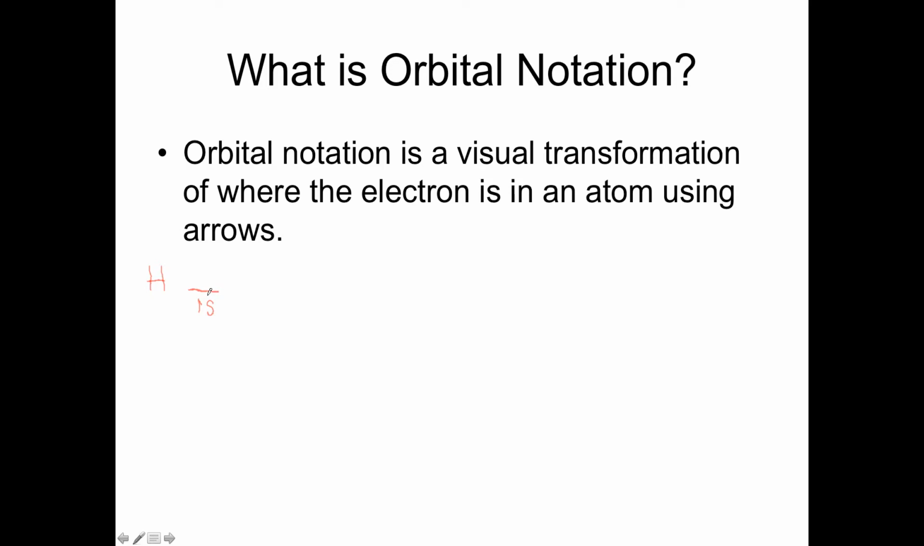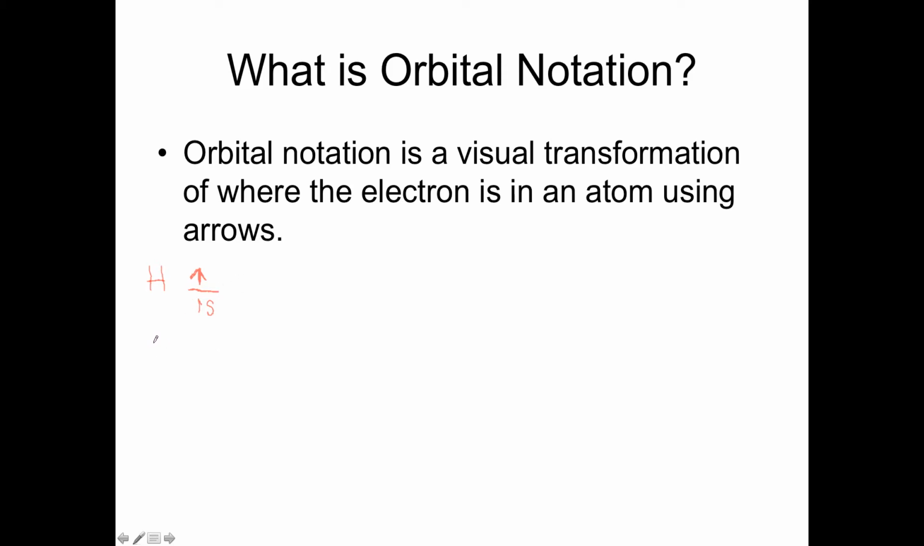Now hydrogen, the number of electrons that it has is 1. That is why it's number 1 on the periodic table. It has 1 proton. It also has 1 electron. Now, when I go to draw hydrogen's electron, I'm going to represent that with an up arrow, meaning that its electron is spinning up.